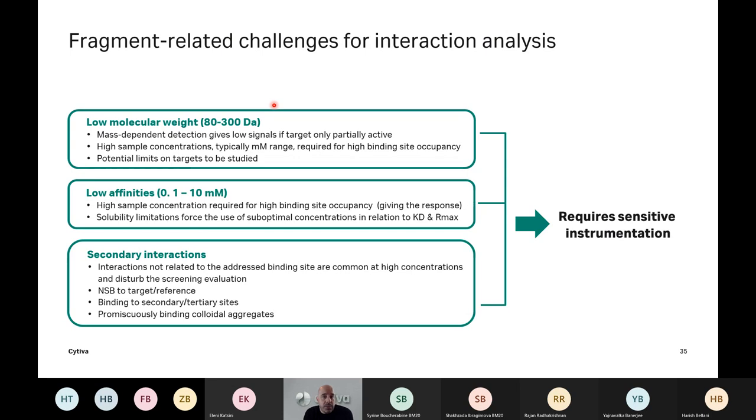Moreover, these kinds of molecules are the very first step when we try to develop a final drug. So these are very small entities as well. They present low affinities at the beginning for the target molecule, and we are talking about the millimolar range. That means that again, we need to use high concentrations of these molecules to achieve a certain binding site occupancy, and then to be able to detect the binding. These high concentrations will present some solubility limitations. So that means that we would normally have to work in suboptimal concentrations. Moreover, we can observe a series of secondary interactions because we would need to work with very high concentrations.